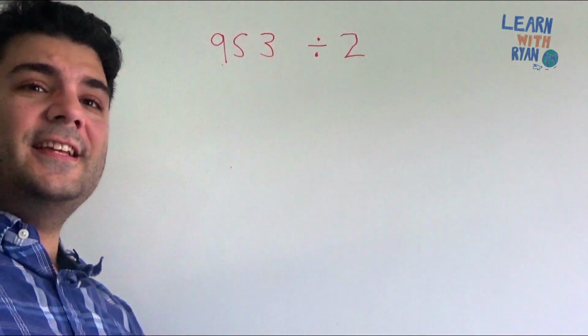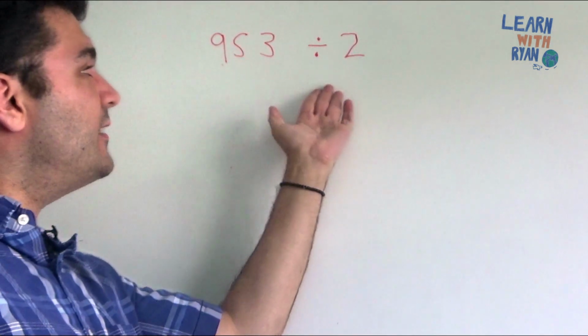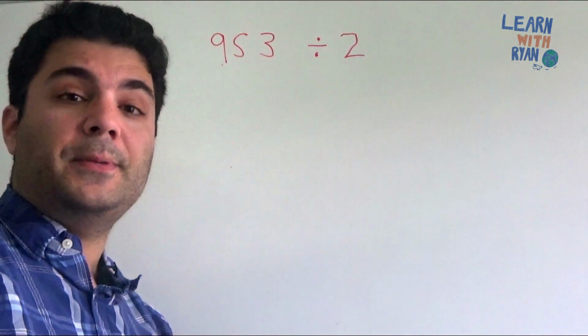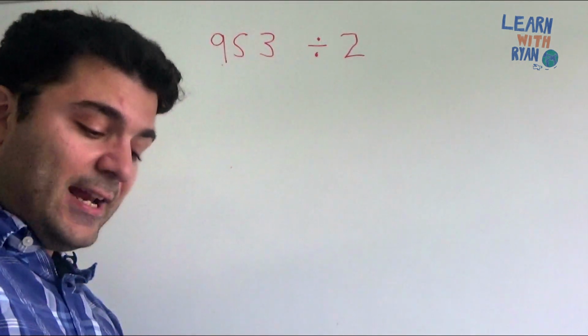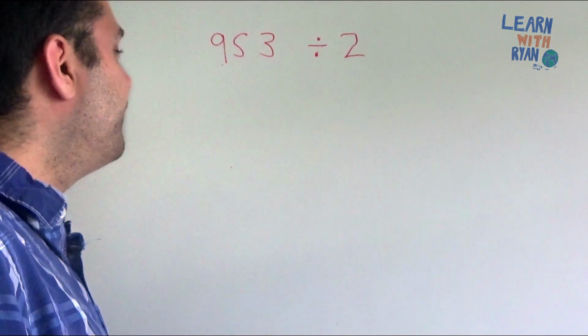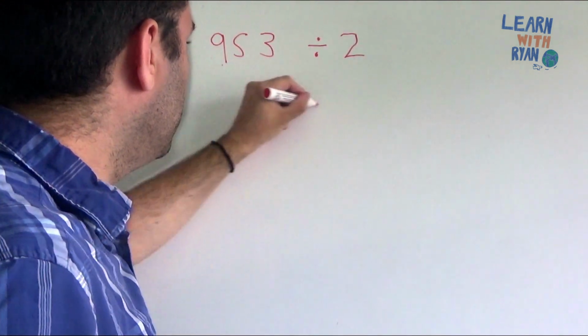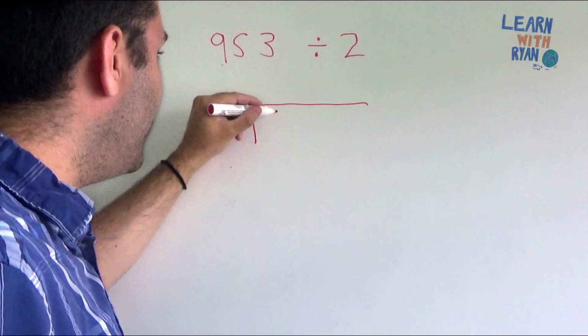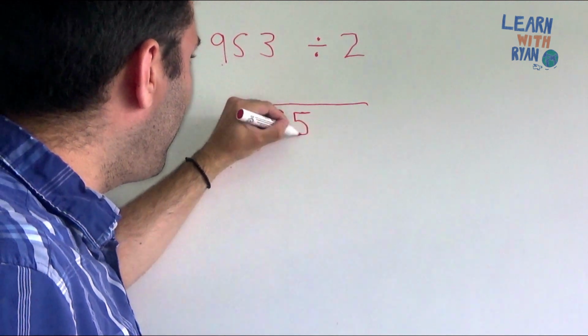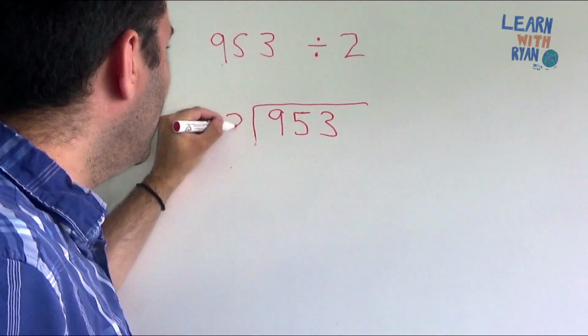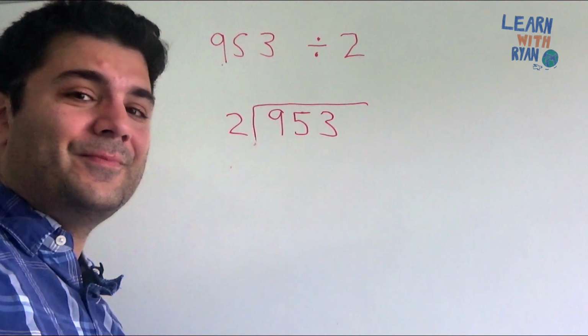Okay, let's have a look at this one. We've got 953 divided by 2. So again, we're going to set out our bus stop. So 953 goes inside and the 2 goes outside.